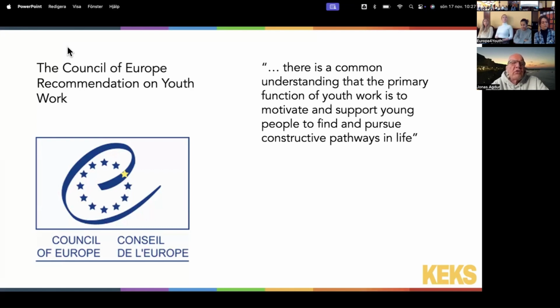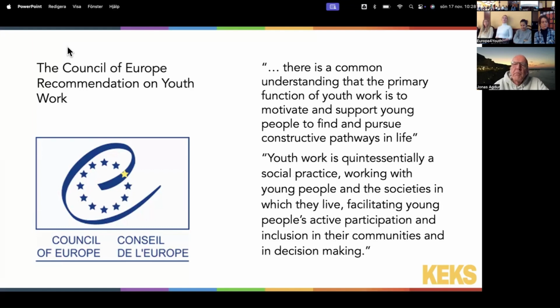So what is youth work according to the Council of Europe? There is a common understanding that the primary function of youth work is to motivate and support young people to find and pursue constructive pathways in life. Youth work is quintessentially a social practice, working with young people and the societies in which they live, facilitating young people's active participation and inclusion in their communities and in decision-making.